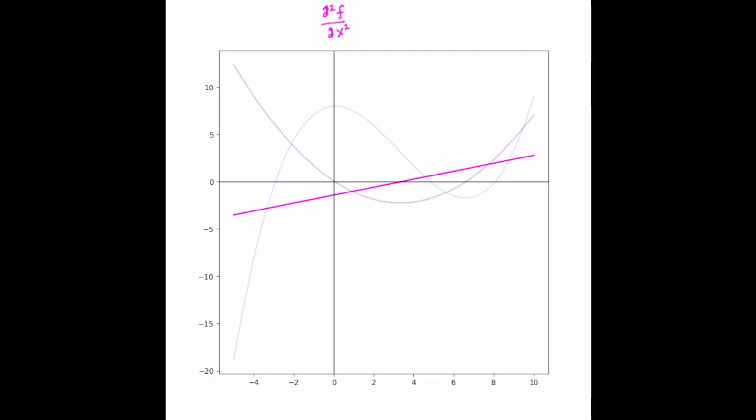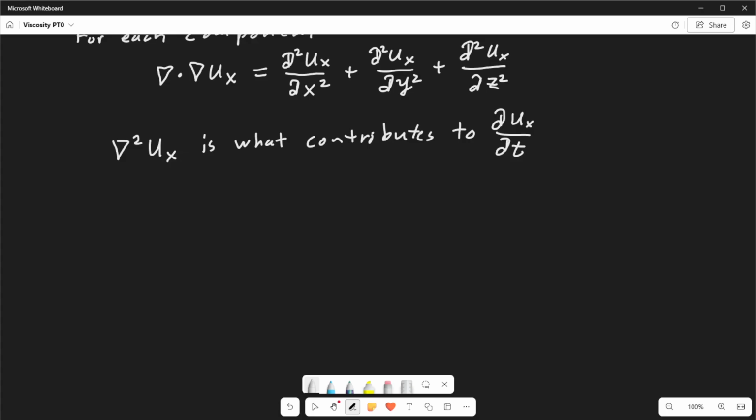So for viscosity, viscosity depends on all of these second derivatives. So basically what it's looking for is a kind of curvature in the velocity that's going to lead to a viscosity term.